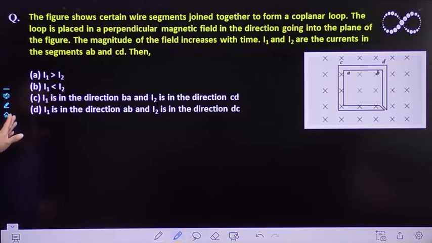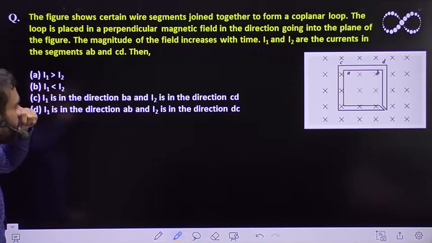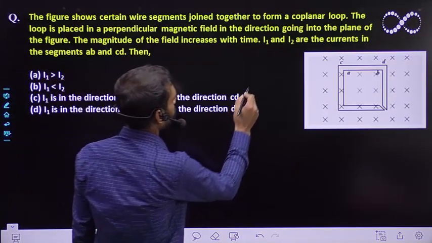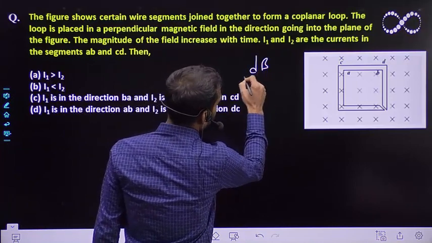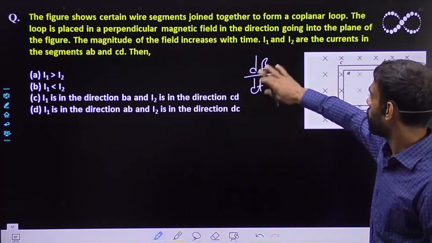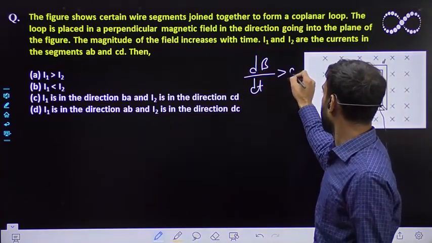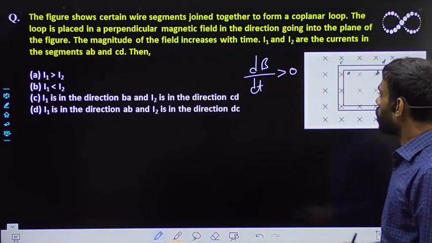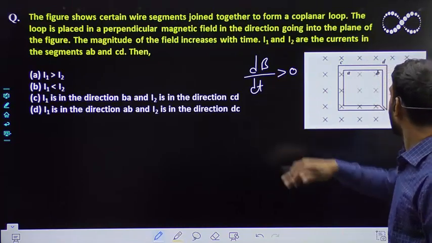Okay, so the field is increasing with time, so I will say here dB/dt is positive. Since B is increasing, dB/dt will be greater than 0. It is given in the question only, and these four options are given.